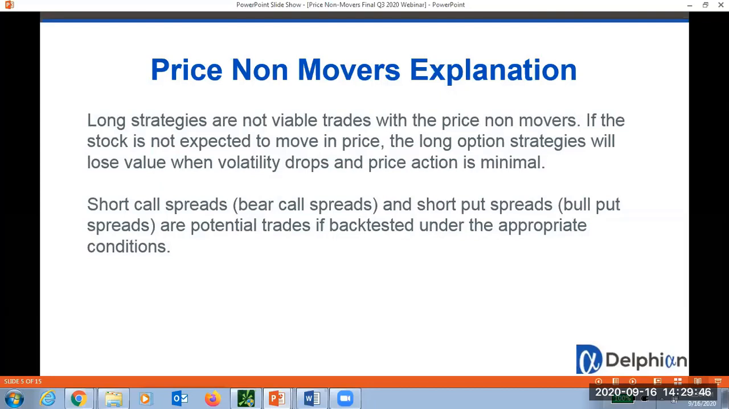Again, long strategies are not as viable with the price non-mover, because you're really looking to collect premium out of the stock that's not going to move. So those long strategies are going to be somewhat difficult.